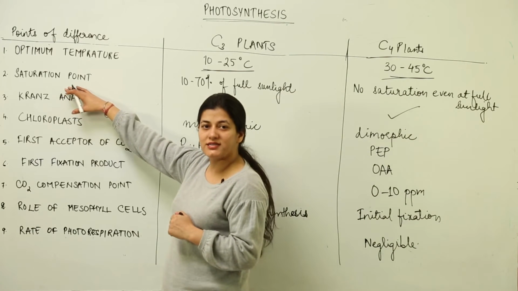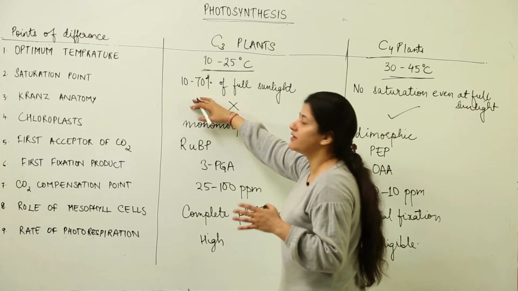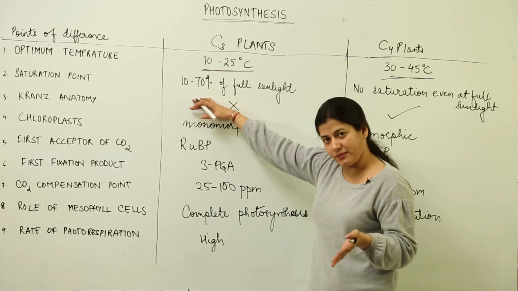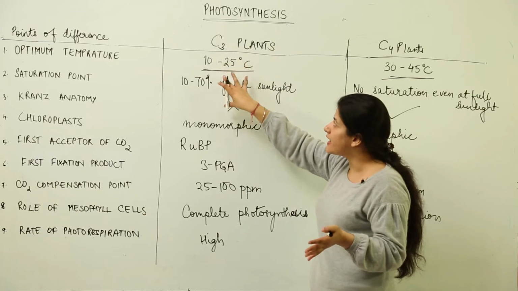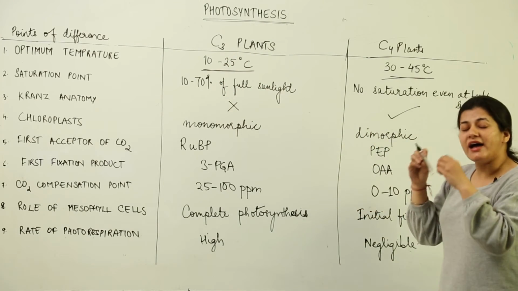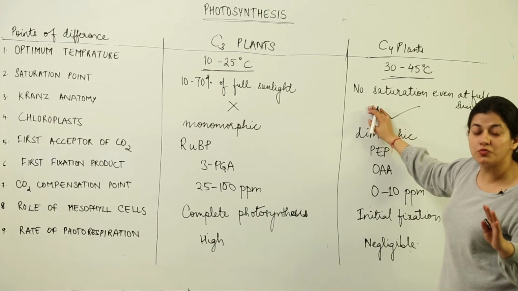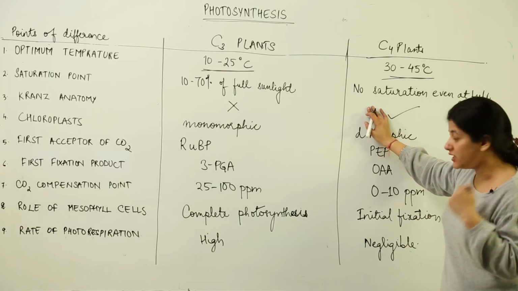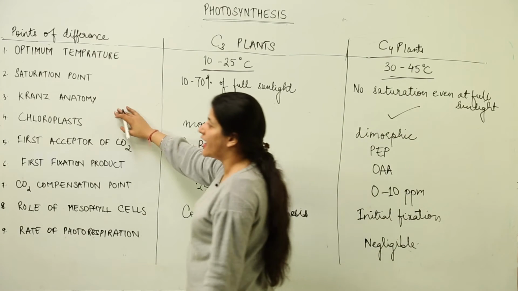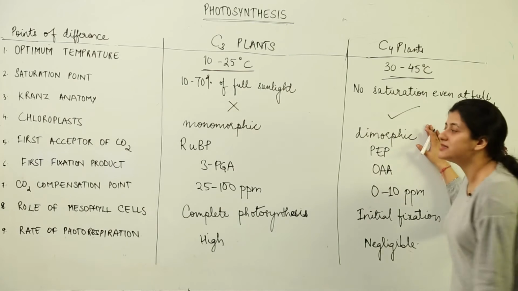The second point is saturation point in terms of sunlight. As much as 10 to 70% of full sunlight, if available with all the other factors available in abundance, can bring about saturation in C3 plants. In terms of C4 plants, even if you provide full sunlight, there won't be any saturation point. So high is their productivity in terms of photosynthetic rate. They are quite efficient. Talking about the Kranz anatomy, needless to say C3 plants lack this Kranz anatomy. It is present in C4 plants.